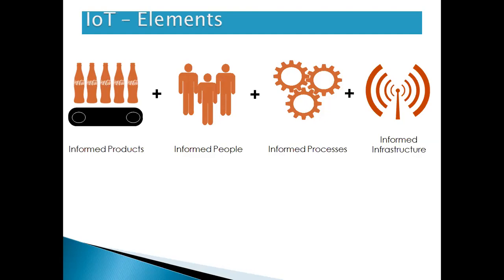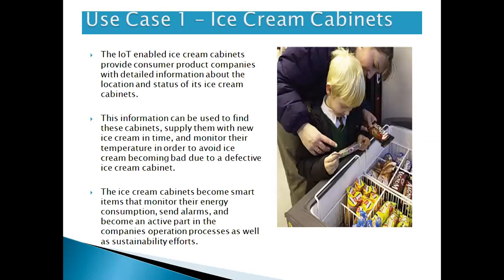It's not a hypothetical example. Informed infrastructure, it's again the higher level. Okay, so these are the elements, you can say, of IoT. See the very beautiful use case. As I told you, the Coke machine, the ice cream cabinets. You can see the ice cream cabinets.